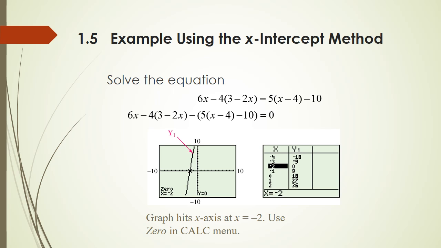Again, go to your calc menu, this time choose 0. When you choose 0, the instructions will be slightly different. You're going to need to find where it crosses, then hit the left arrow key 2 to 3 times and hit enter. Then hit the right arrow key, go beyond where the line crosses the x-axis 2 to 3 times and hit enter, and then go back to where the line crosses the x-axis and hit enter again. Here we find that x equals -2, and again, the x value is our solution.